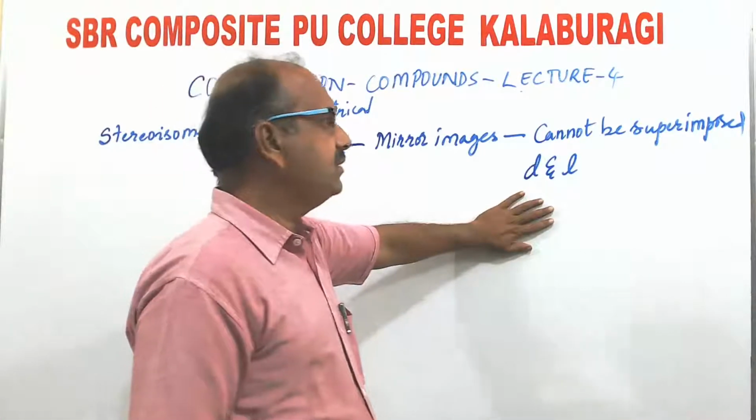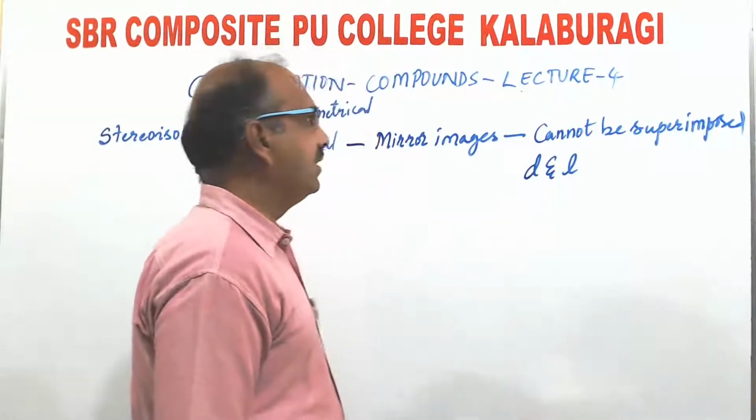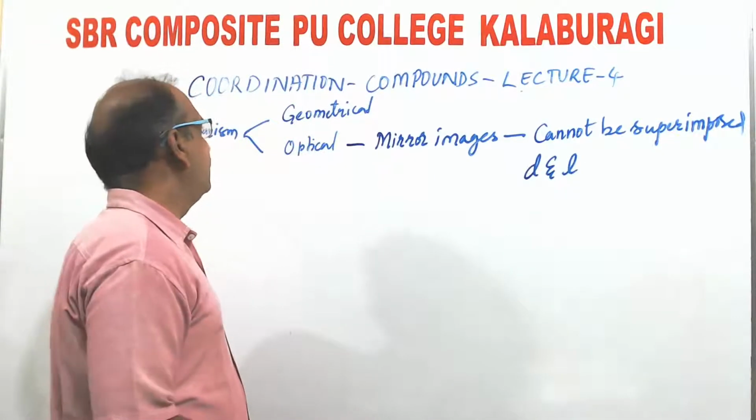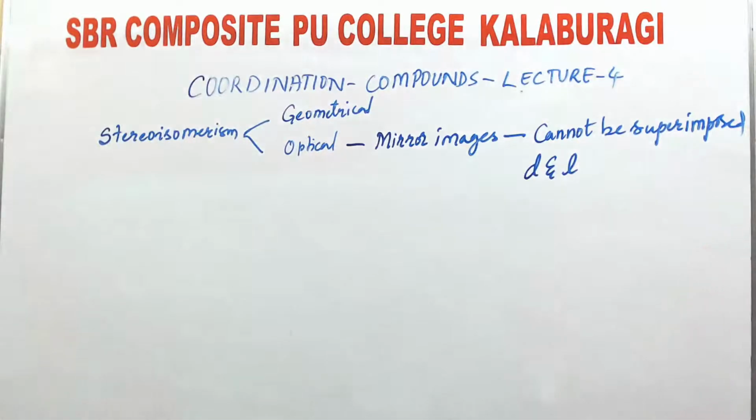So these both are non-superimposable. Non-superimposable mirror images of isomers give rise to optical isomerism. So let us see the example for this.